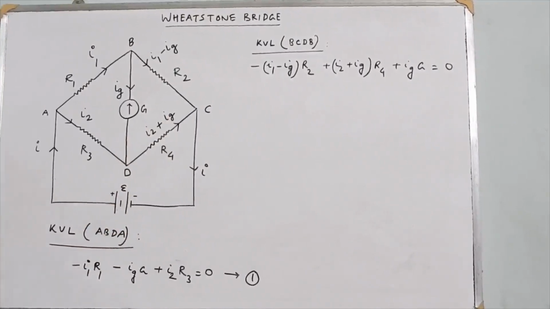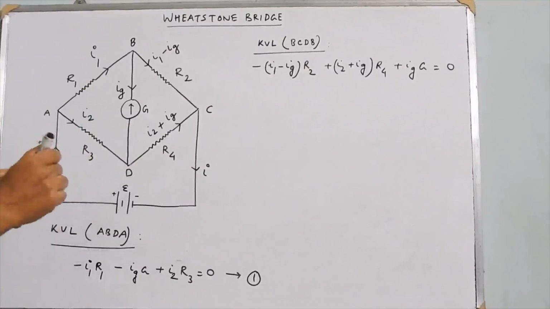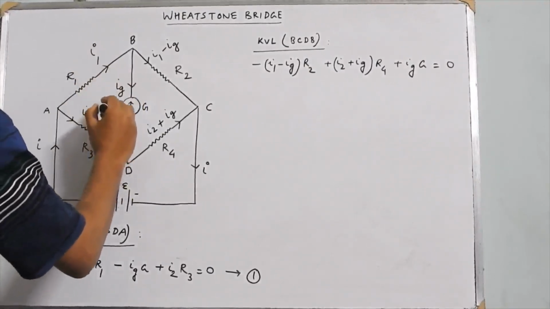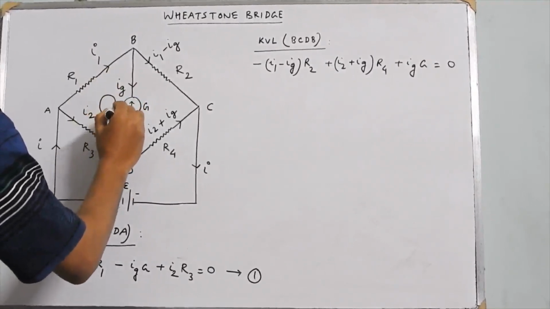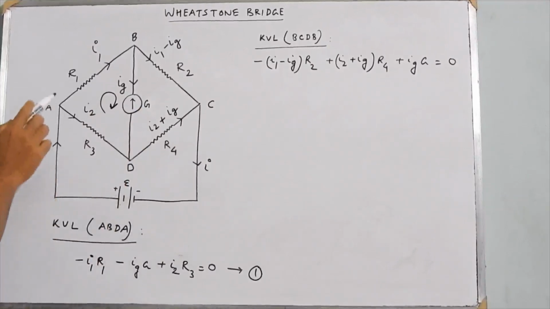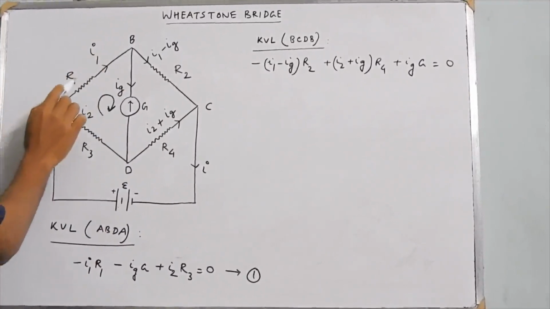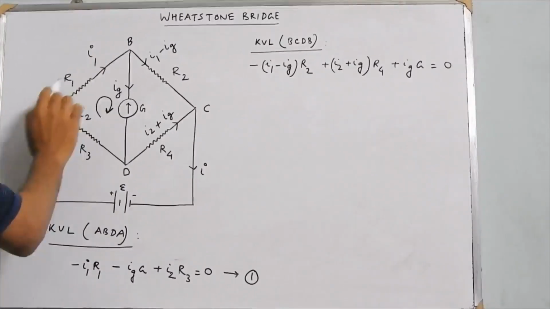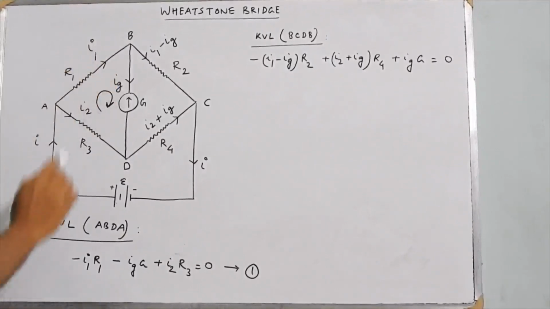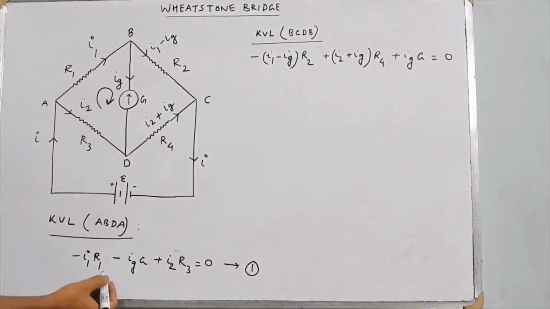Now let us apply Kirchhoff's voltage law in this loop ABDA in the clockwise sense. So we are moving in the loop along the direction of current I1. So I1 R1 is to be taken as negative because we are moving in the direction of the current. So by KVL, this I1 R1 should be negative. So I have written minus I1 R1.